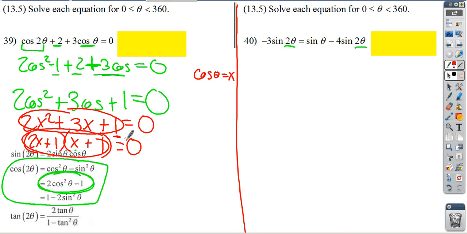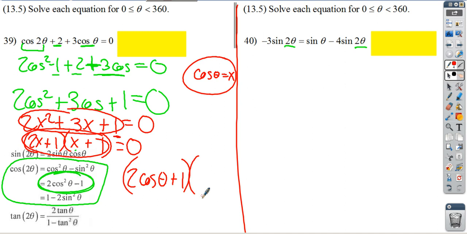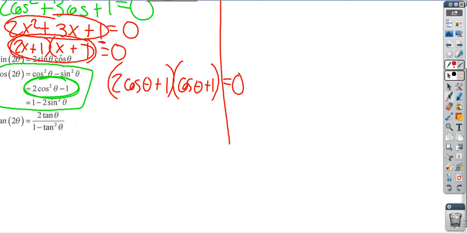Alright, so let's replace the x. So x, remember, is standing for cosine. We don't have to do that, by the way. I just did that so you can see how it looks like a trinomial. So 2x is the same as 2 cosine, and this is still equal to 0. Okay, so we have 2 equations here that we have to solve by setting equal to 0. So this thing right here could equal 0, or this thing right here could equal 0.